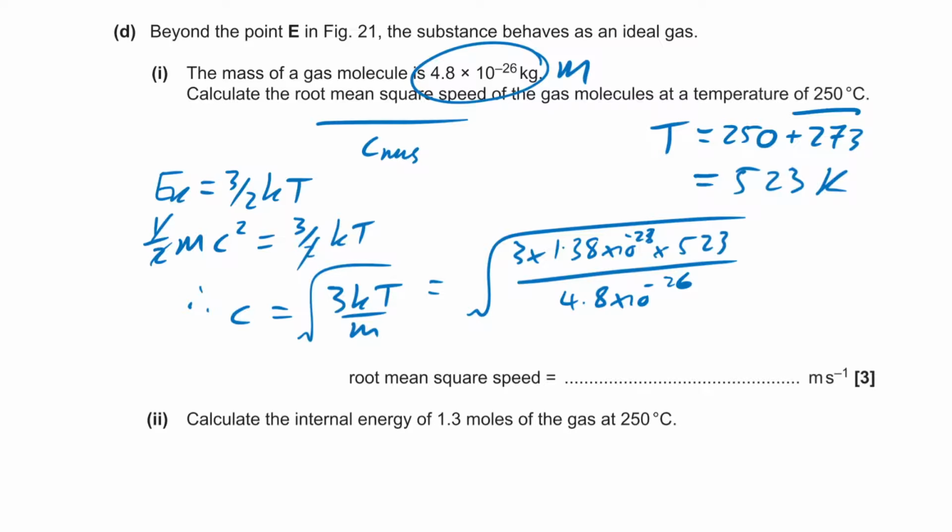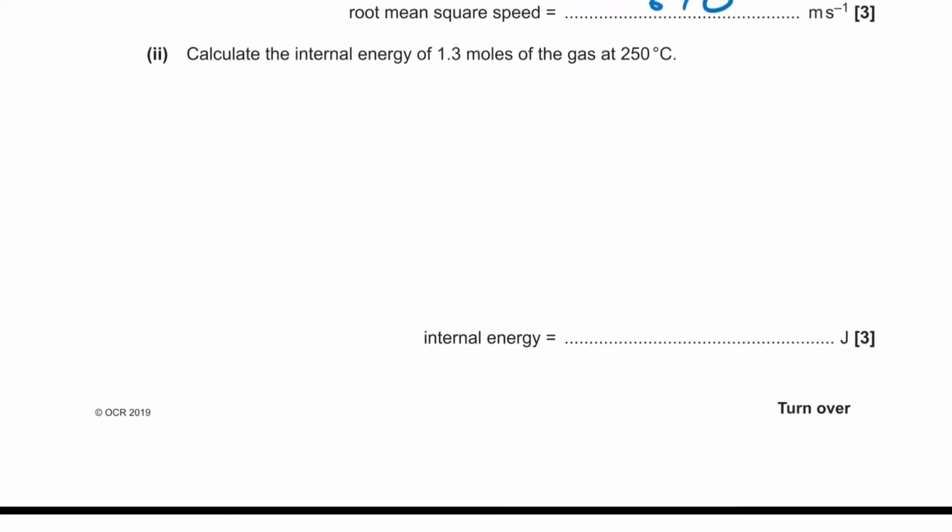So popping that all in, that gives us 672 meters per second, but to 2 sig figs, I'm going to go 670. Could have tidied up powers of 10 there by doing that. Maybe a wee shortcut there.